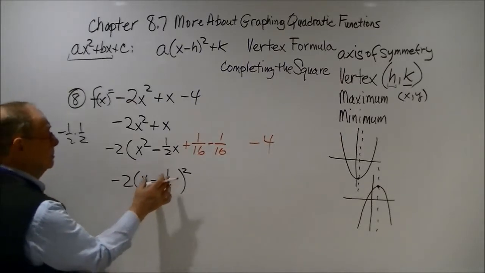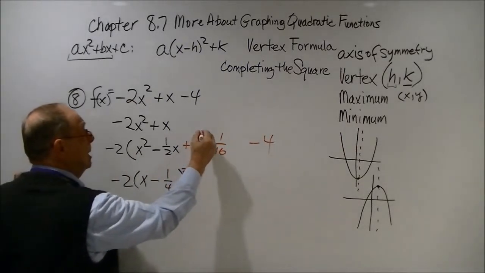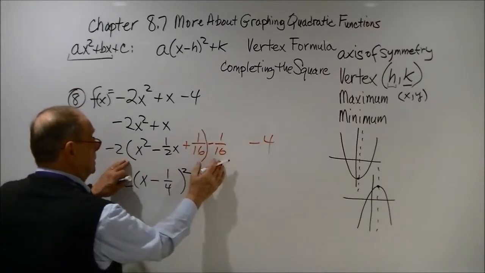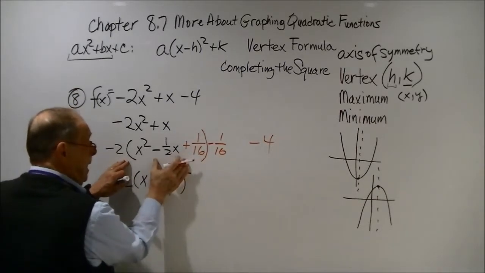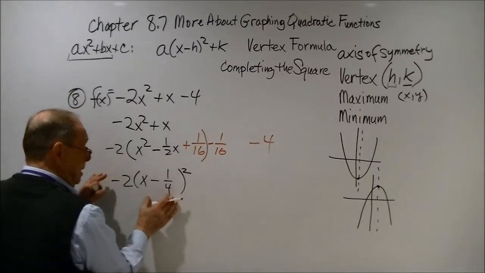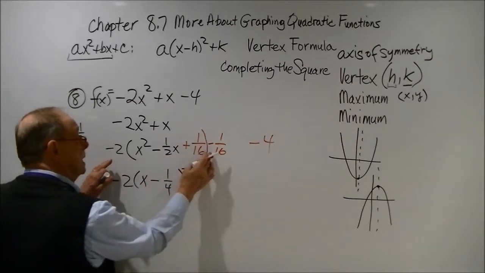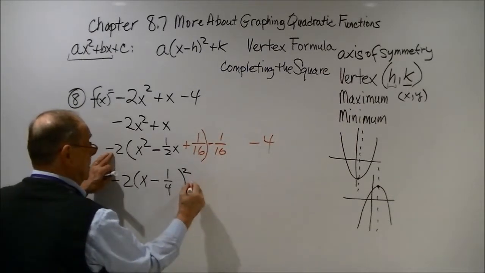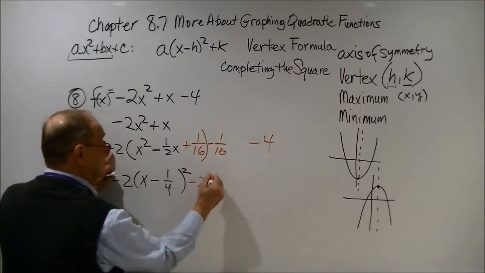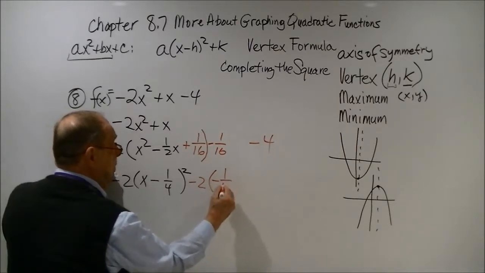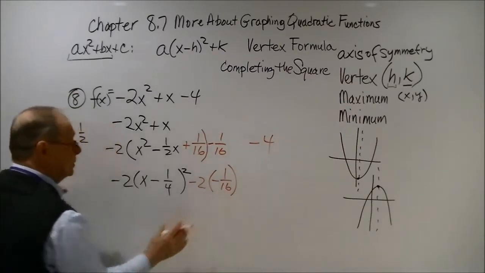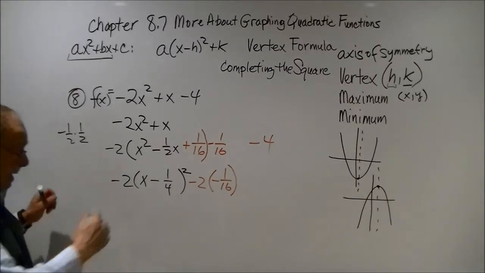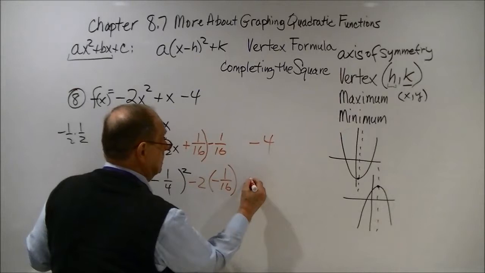Okay, now to factor this, I had to put my parenthesis here, separate this, and then factoring this trinomial, it becomes this. But since I took out my negative 2, I have to also put here a negative 2 times a negative 1/16. This is the little tricky part here. And then my negative 4 is still there.